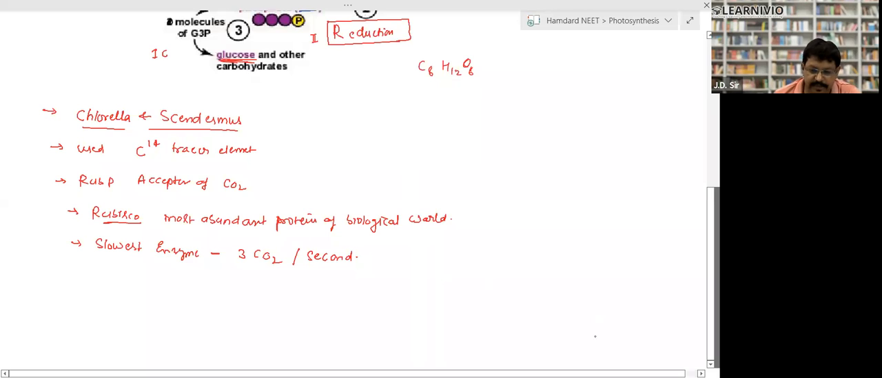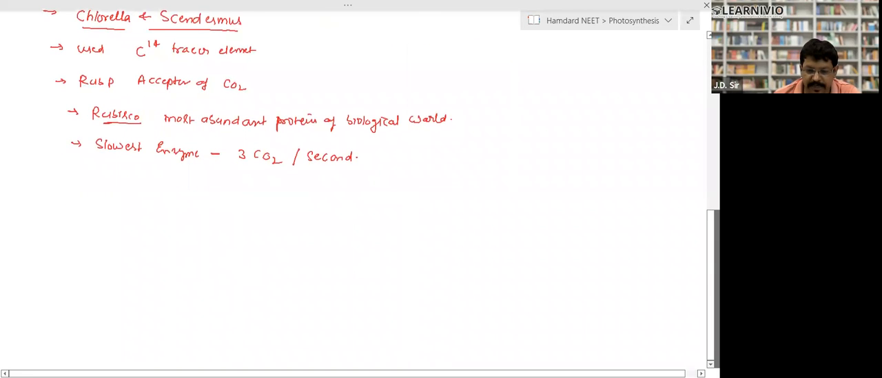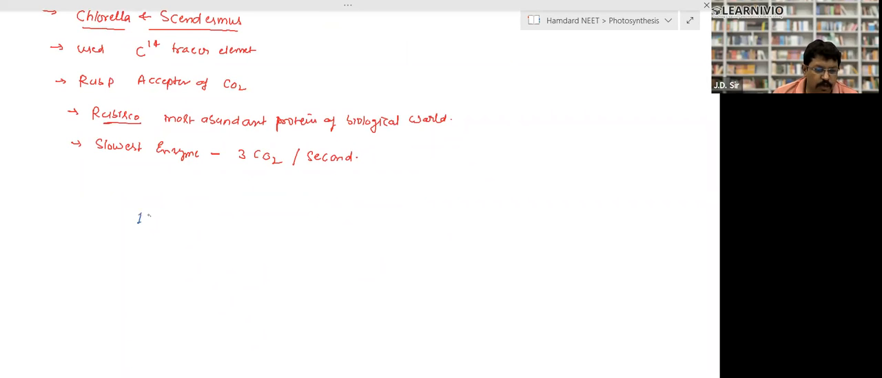So as we know, RUBP is the acceptor of carbon dioxide. So what happens? One molecule of carbon dioxide, and every molecule of carbon dioxide has one atom of carbon. It combines with RUBP, ribulose biphosphate. It's a compound. So the number of carbon atoms is one here, and the number of carbon atoms in RUBP is 5, right? So there are a total of 6 carbon atoms. When they both combine, they form 6 carbon atoms.